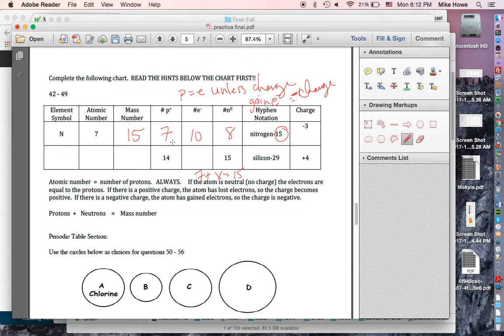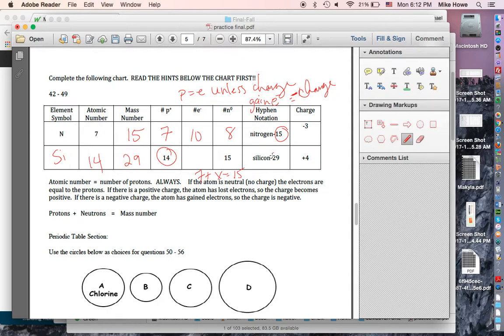All right, next row, we got 14 protons as our giveaway. So 14 protons means your atomic number is 14. If the atomic number is 14, you know it's silicon. Its mass number would be protons plus neutrons equals mass. Do we know the protons? Yes. Do we know the neutrons? Yes. So 14 plus 15 is 29.